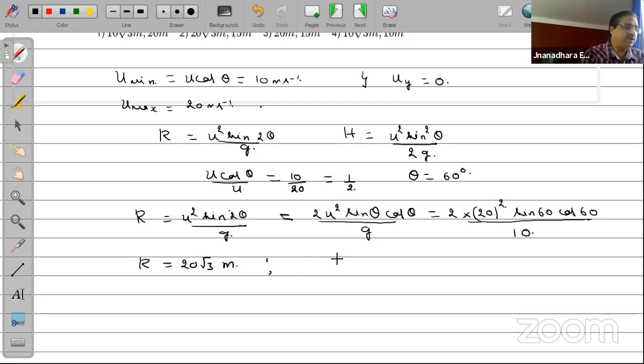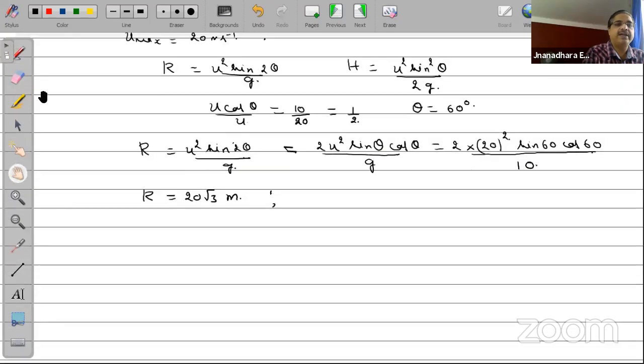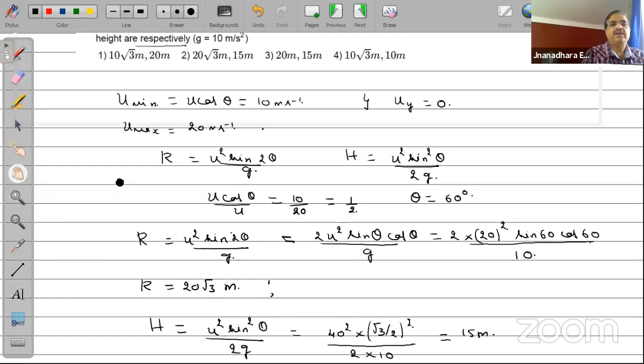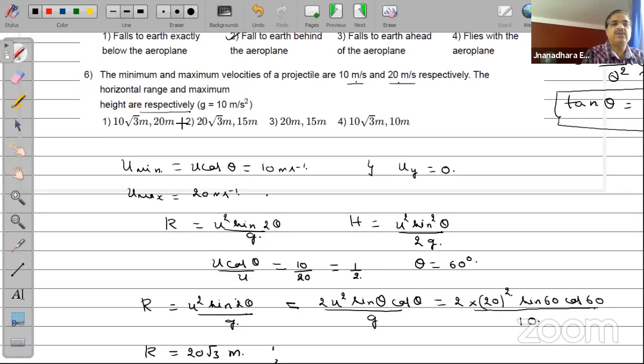Simplify this, and you get 20 root 3 meters. Similarly, how do I find the maximum height attained by the projectile? H will be equal to u square sine square theta by 2g, which would be 20 square into sine square theta, where sine 60 is root 3 by 2, the whole square, divided by 2 into 10. Together, this will turn out to be 15 meters. So the answer should be 20 root 3 and 15, the second option.